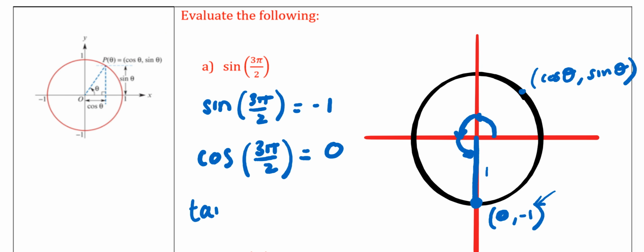Well, tan of theta, or in this case 3 pi on 2, well, that's going to be equal to sine over cos. So negative 1 over 0. And of course we know that to be undefined because we can't divide by 0. So that's how we can use our basic understanding of what the unit circle is in order to solve for some exact values. Let's try a few more.